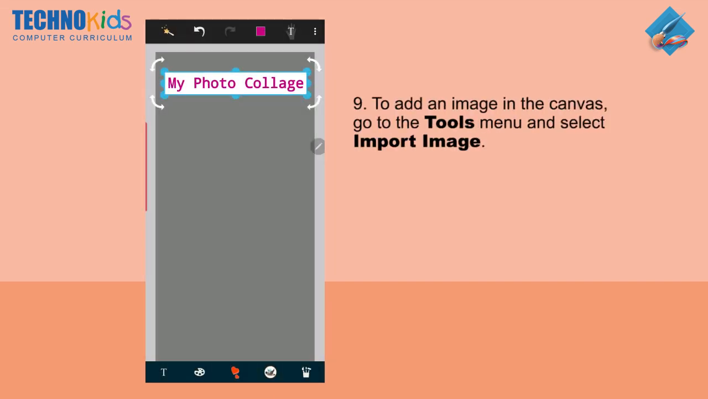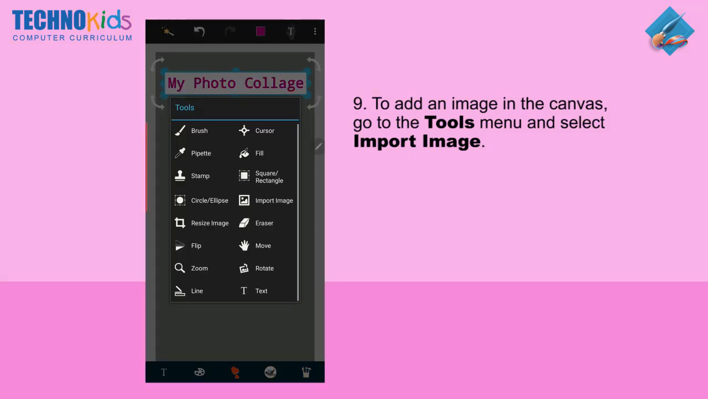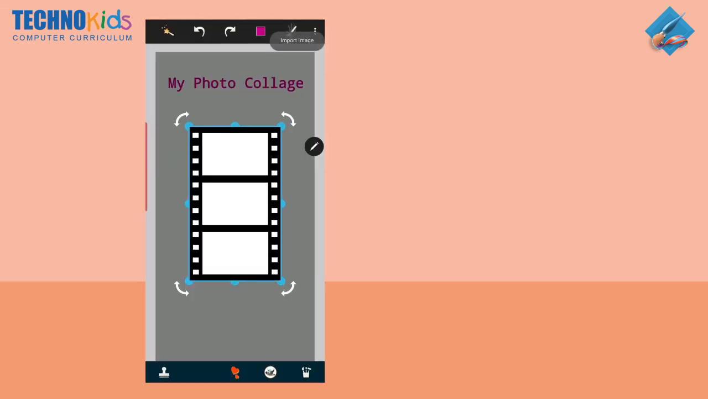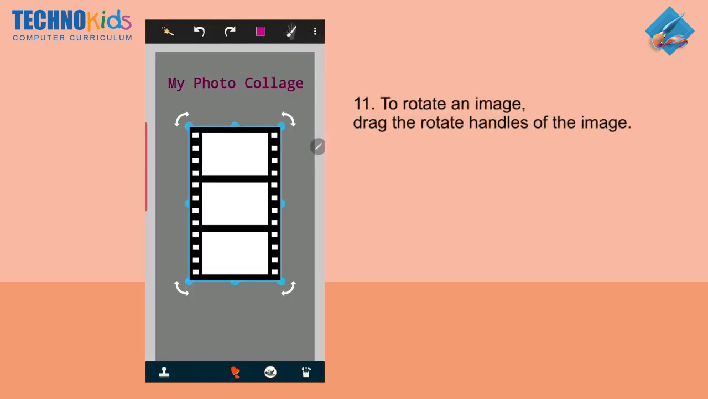Number 9. To add an image in the canvas, go to the Tools menu and select Import Image. Number 10. Select the image you want to add to your collage. In this example, the film strip image was selected. Number 11. To rotate an image, drag the rotate handles of the image.